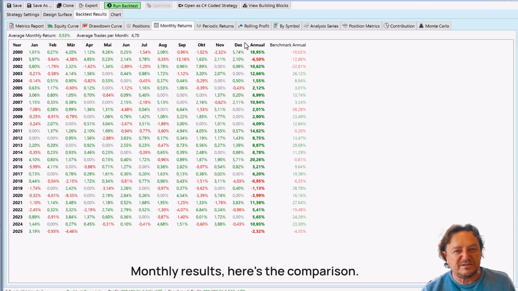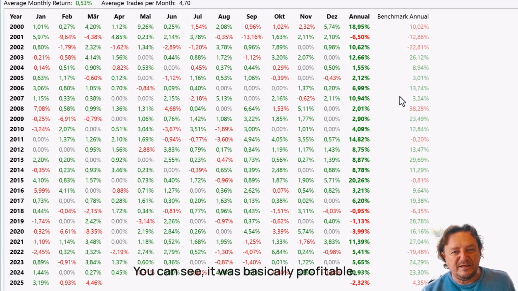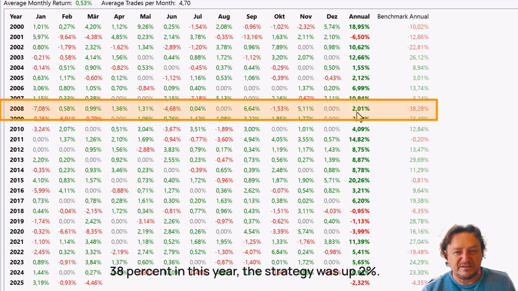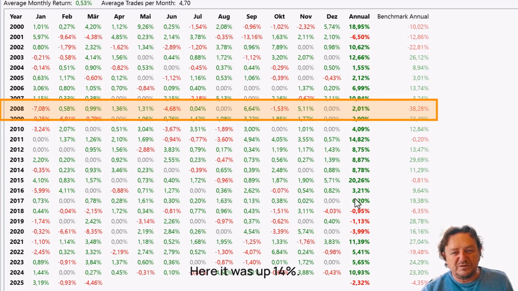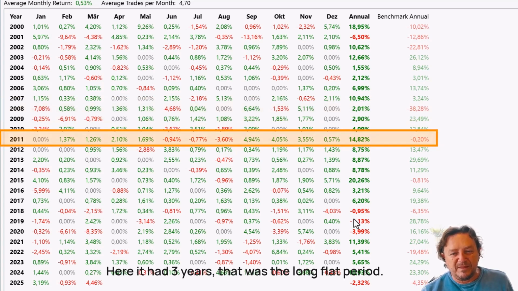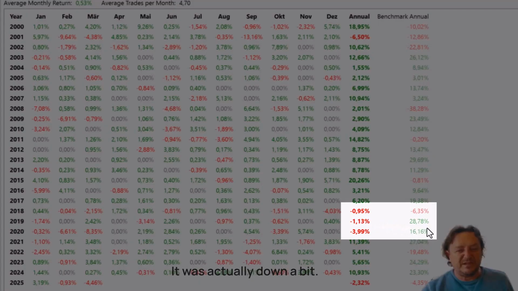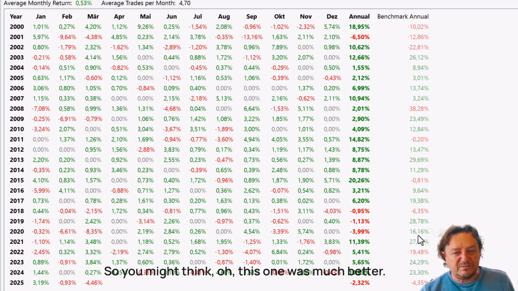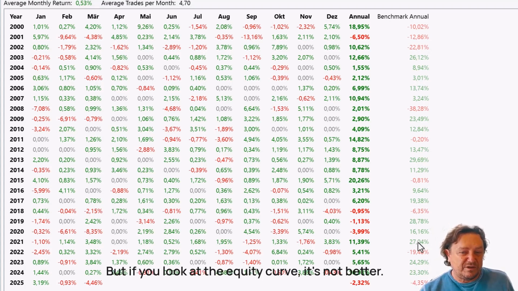Monthly results, here's the comparison. You can see it was basically profitable. Even in 2008, when the market was down, the SPY 38% in this year, the strategy was up 2%. Here it was up 14%, up again. Here it had 3 years. That was the long flat period. It was actually down a bit. The market was only going up and was making some profits. So you might think, oh, this one was much better. But if you look at the equity curve, it's not better.